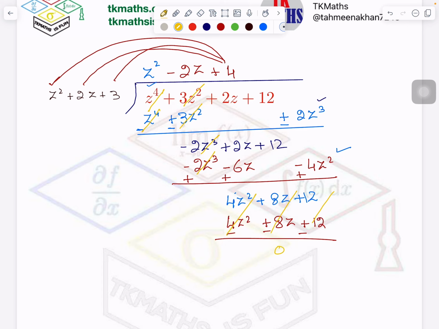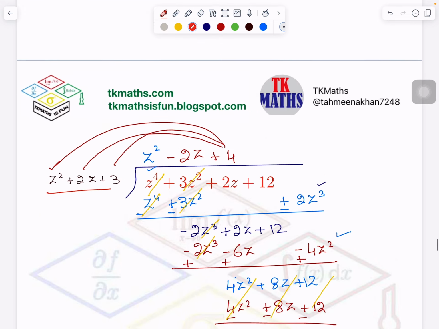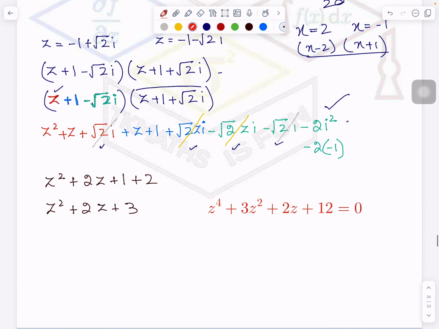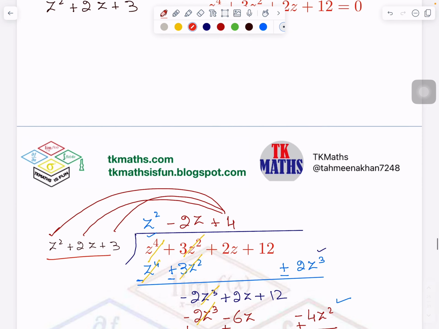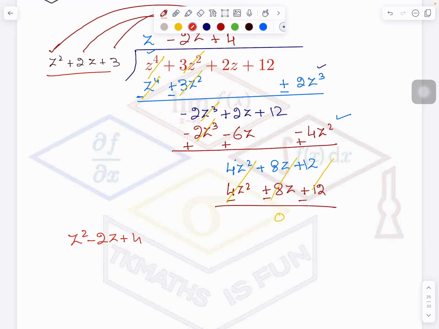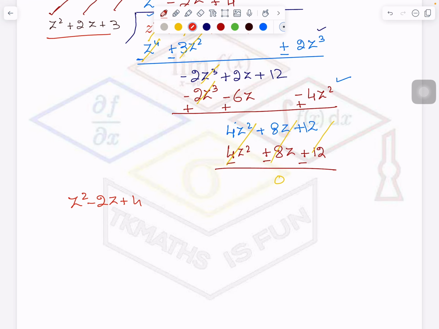So it means my other factor is z square minus 2z plus 4, right? This one we have already seen from here. These were the roots. So now from this denominator which I have found, I will try to find out the roots. So I will factorize it. But when I factorize, the middle term breakup will not work, right?